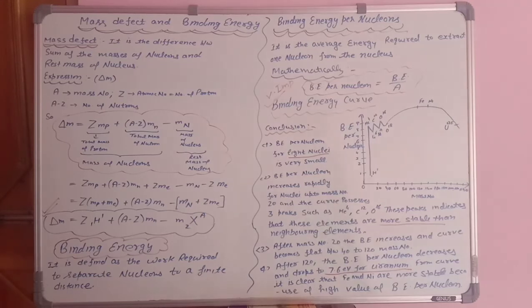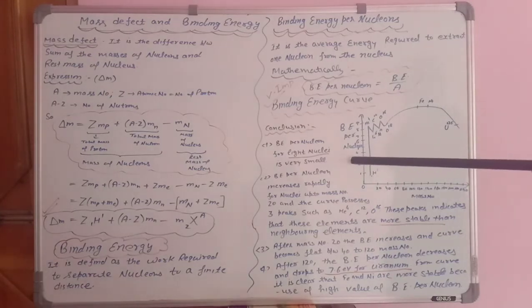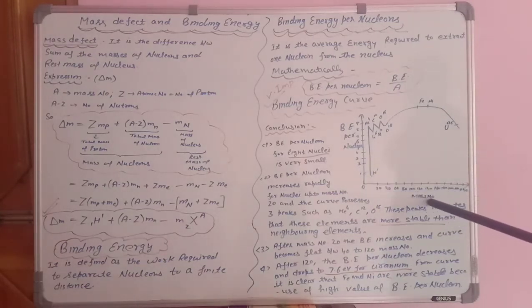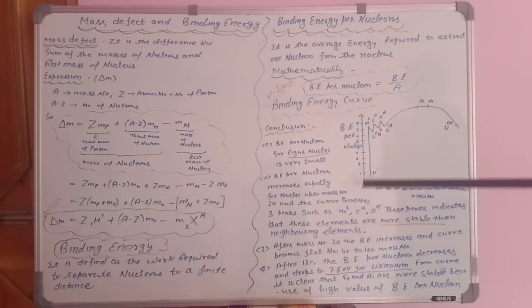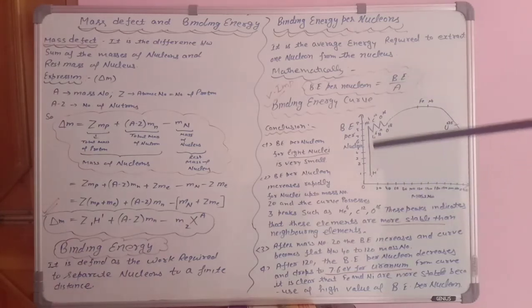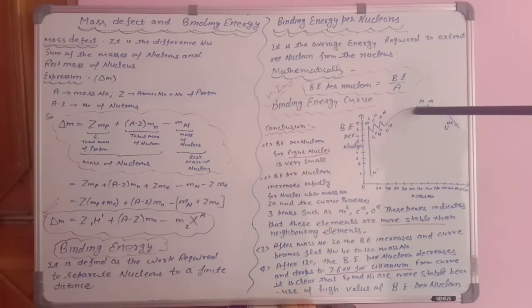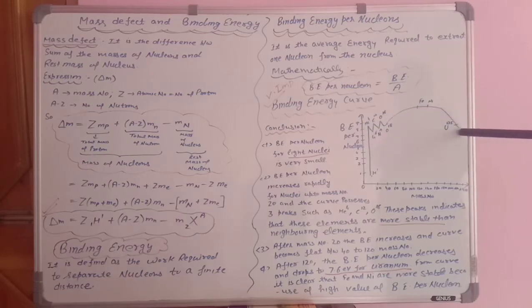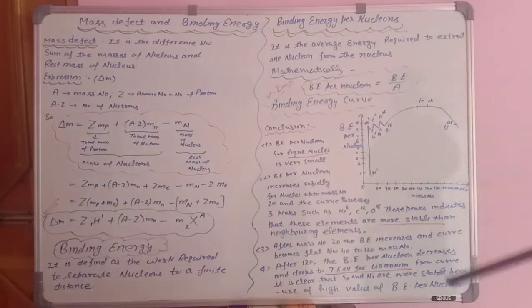So this is the binding energy curve. You can see on the y-axis I have taken binding energy per nucleon, and on the x-axis we have taken mass number. Then the graph you have to draw just like this. This graph will possess 3 peaks and then it will be flat and it will end at uranium 235. Everything you have to write in a similar way.